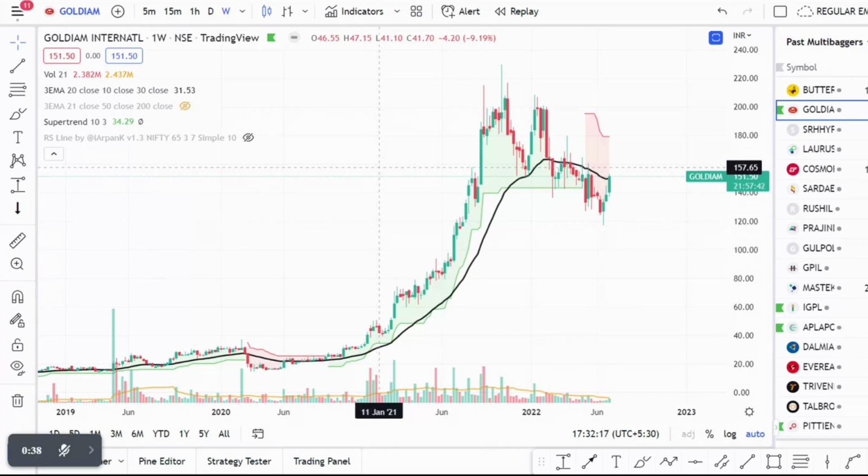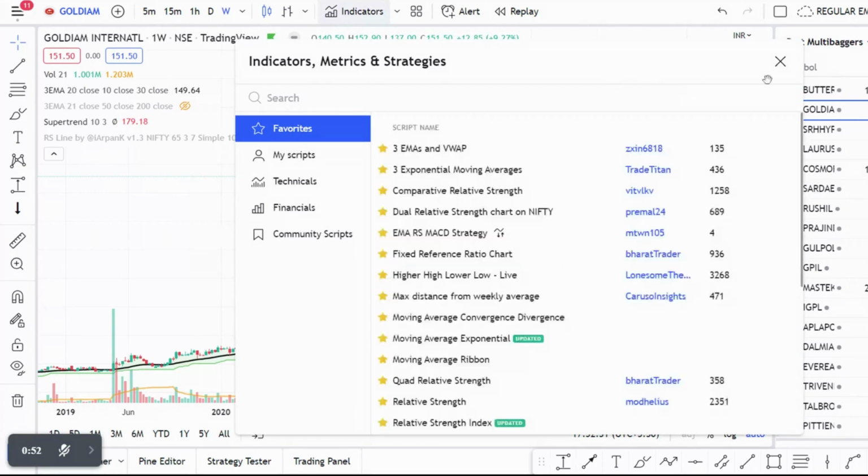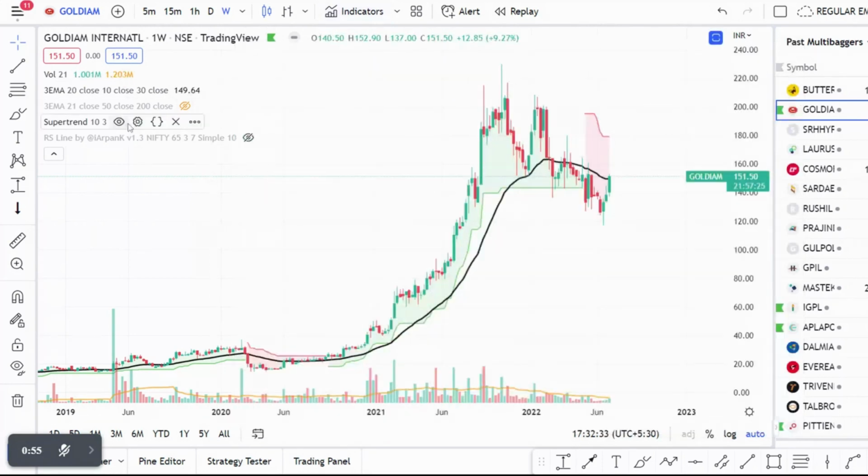So we are going to talk about three methods. The first method is known as the super trend method, the second method is the moving average method, and the third method is the relative strength method, right? The first method is the super trend method, where we are going to apply the normal super trend with the normal settings of 10,3, right?